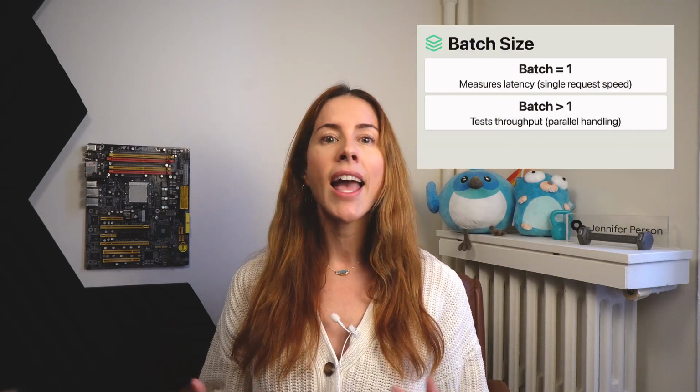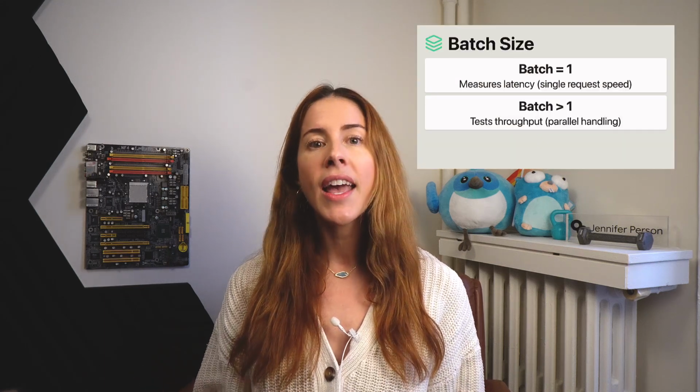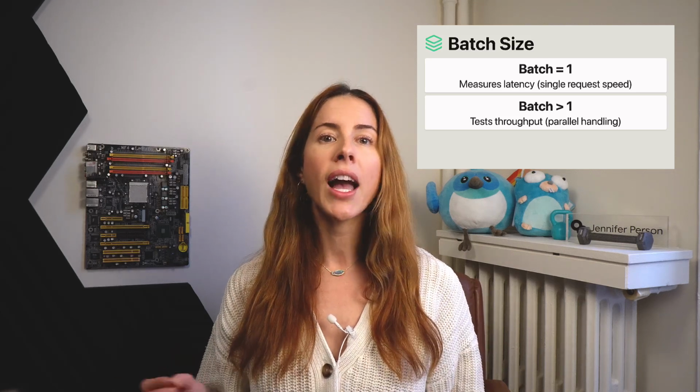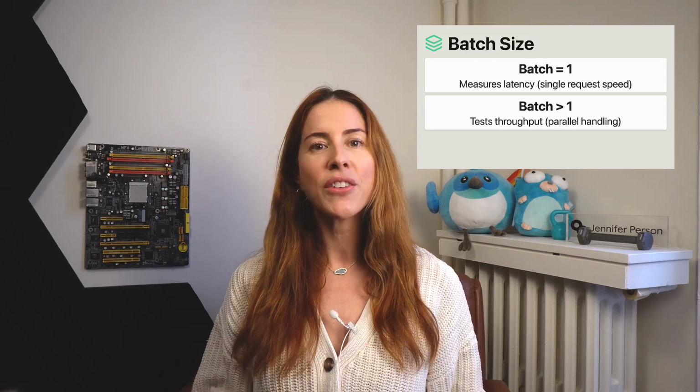For example, a batch size of 1 measures latency, as in how fast a single request runs end to end. Larger batch sizes test throughput, showing how well the endpoint scales when handling multiple requests at once. If throughput grows but average latency also grows significantly, that can signal saturation of GPU or system resources.